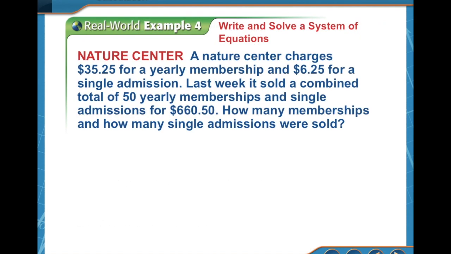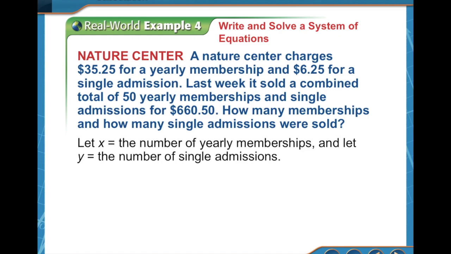All right. So here's a problem with a bit of context, a real world type problem to think about quickly. So we're given this whole expression, don't worry about the words, we're going to turn it into equations and then talk about it. So a nature center charges $35.25 for a yearly membership and $6.25 for single admission. Last week, it sold a combined total of 50 yearly passes and single admission for $660.50. So how many memberships and how many single admissions were sold in total?